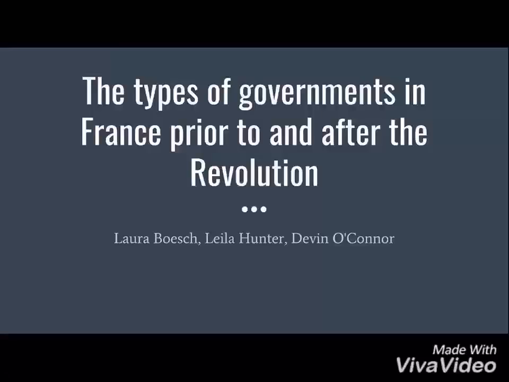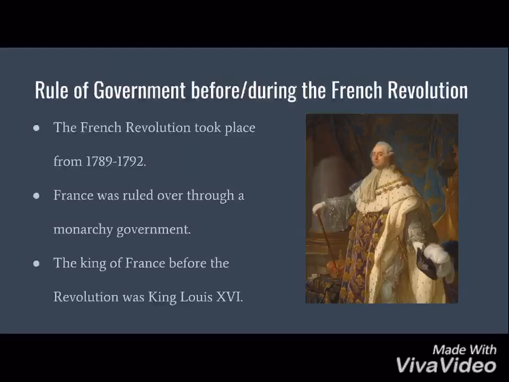The types of governments in France prior to and after the Revolution. The French Revolution took place from 1789 to 1792. France was ruled over through a monarchy government, which is a king or queen as the ruler who decides on the rules and actions within the country. The King of France before the French Revolution was King Louis XVI.